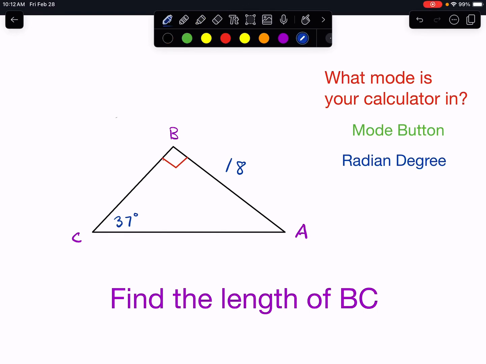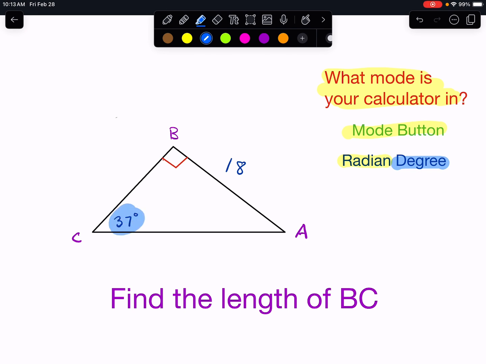Let's find the length of side BC, but before we do that, let's have a quick discussion about the mode your calculator is in. There are two modes for angles, radians and degrees. You want to always check when you start using your calculator what mode it is in. Find the mode button, hit it, and you'll find an option for radians or degrees. This particular problem, we can see that it's in degrees.